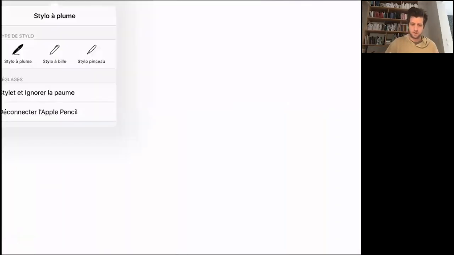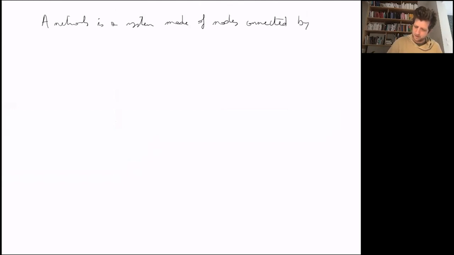So what is a graph or what is a network? Well, a network is a system made of nodes connected by links.